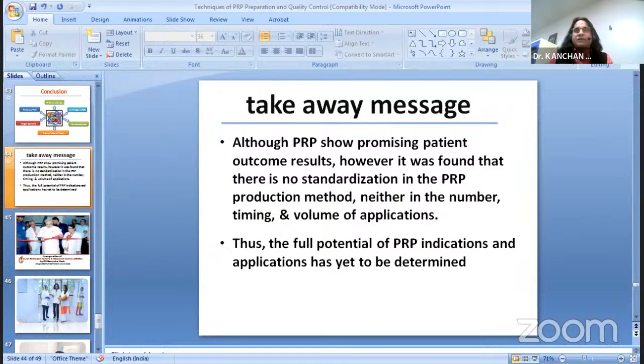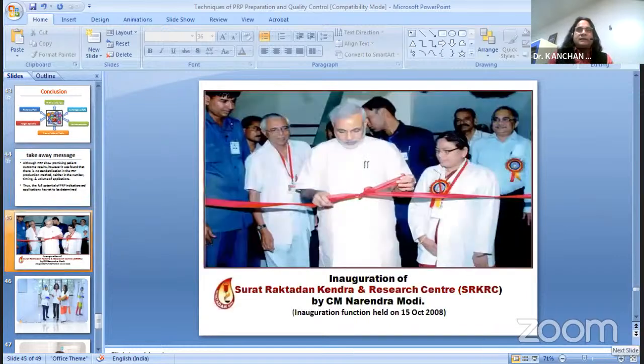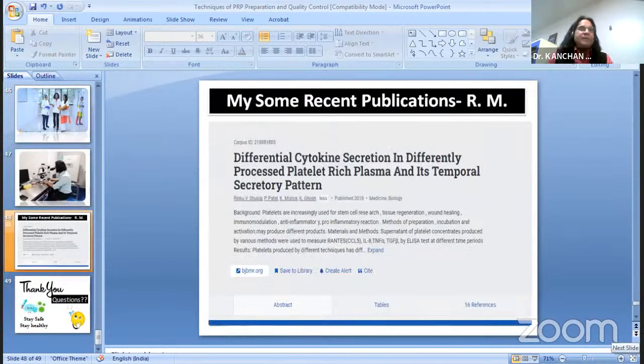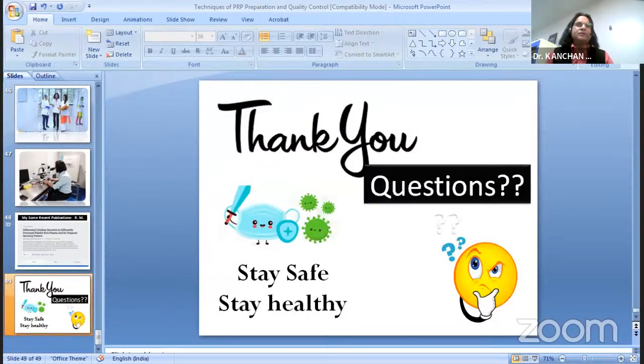Anyway, this is Modi ji at Guardian Institute, but at that time he was only CM. We are very fortunate he inaugurated the institute. This is our laboratory. This is me. These are some of my research publications, but I cannot show them here because it's not in presentation mode. Anyway, thank you.